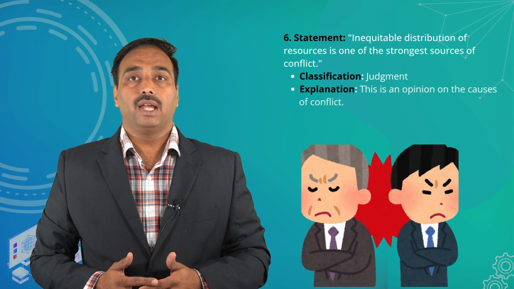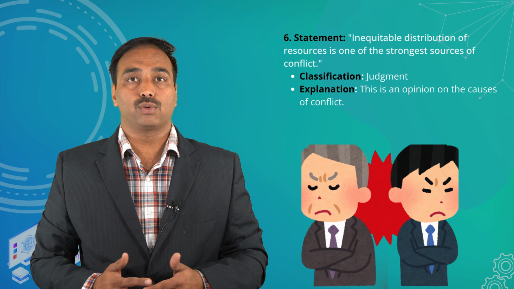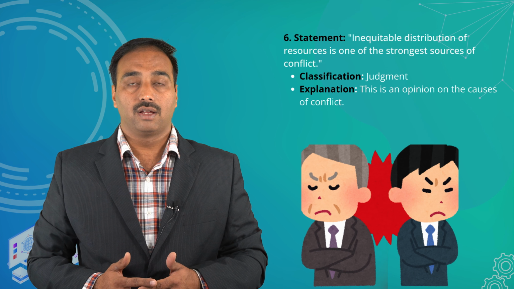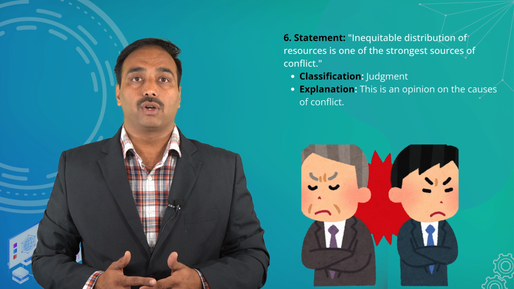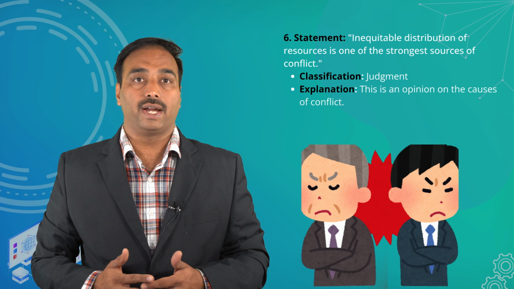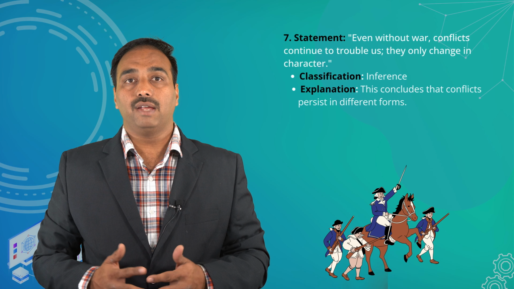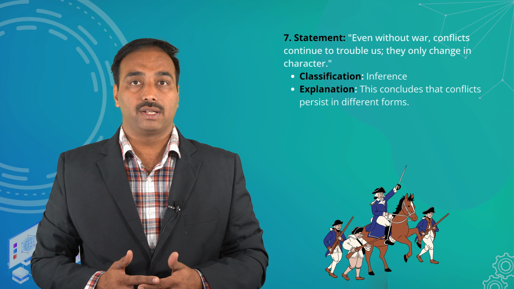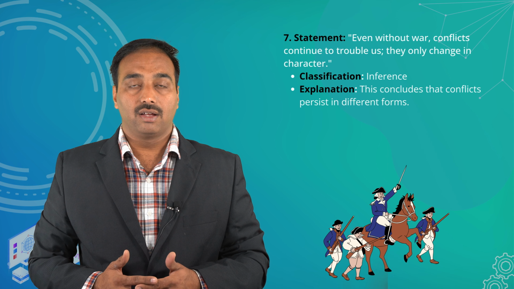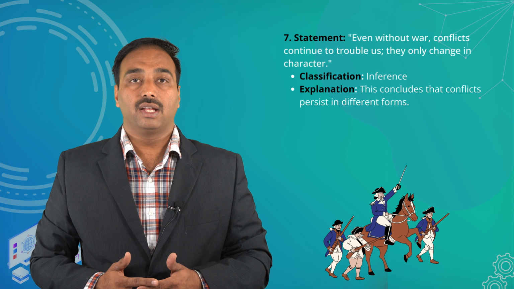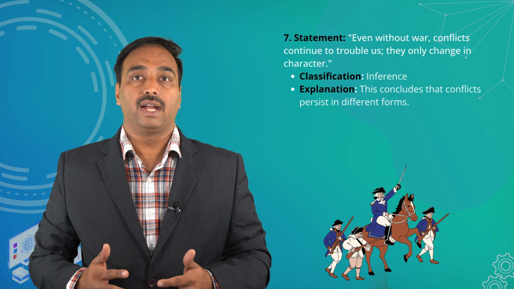Next example: inequitable distribution of resources is one of the strongest sources of conflict. This can be classified as judgment because this is an opinion on the causes of conflict. Next example: even without war, conflicts continue to trouble us. They only change in character. This can be classified as inference. This concludes that conflicts persist in different forms.